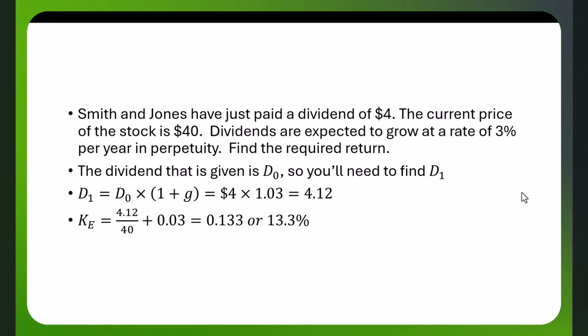So keep in mind, if you're taking an exam or doing homework, you have to read the question carefully. If they say they just paid a dividend of $4, that's the current dividend, and you have to find the future value, that's D0. If they tell you the dividend is expected to be $4 a year from now, they're giving you D1 and you should not be adjusting it.